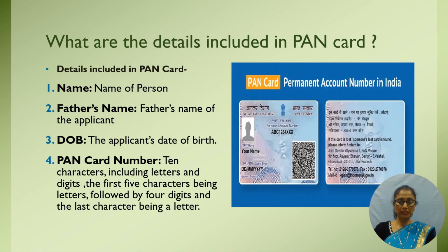What are the details included in the PAN card? Details included in the PAN card are the name of the person, father's name of the applicant, date of birth, and PAN card number, that is a 10-digit number in which the first 5 characters are letters followed by 4 digits and the last character is a letter. Now an option is available to the assessee to get the name of his or her mother printed on the card in place of father's name.